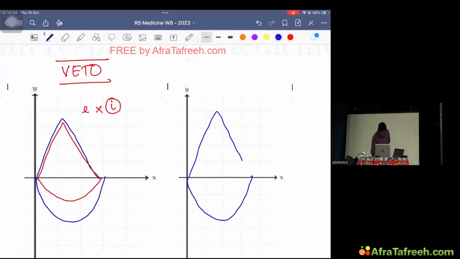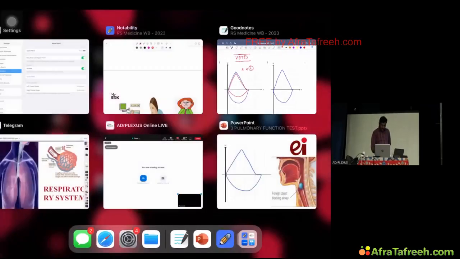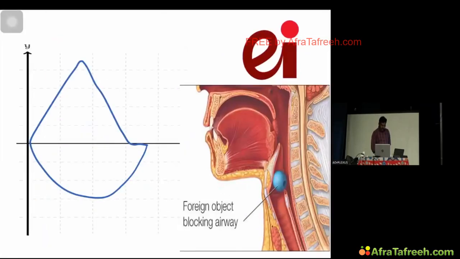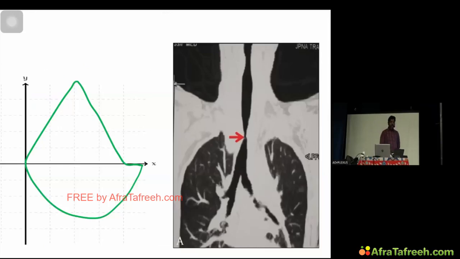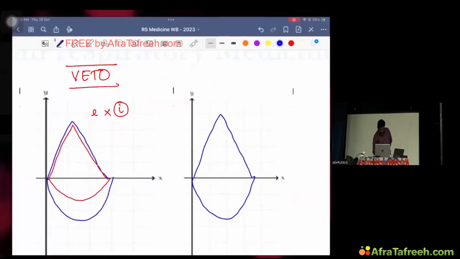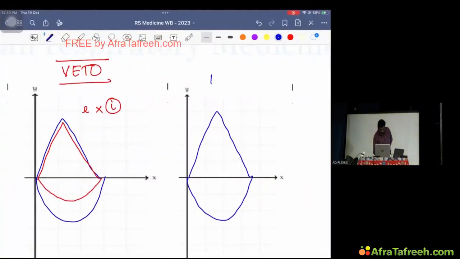Now comes the third patient. The third patient is a known case of carcinoma who underwent surgery, and after surgery he was on radiotherapy. After radiotherapy, he developed an obstruction. Is this obstruction within the thorax or outside the thorax? Within the thorax. Is it a fixed obstruction or a variable obstruction? Fixed obstruction. So this fellow developed fixed intrathoracic obstruction.